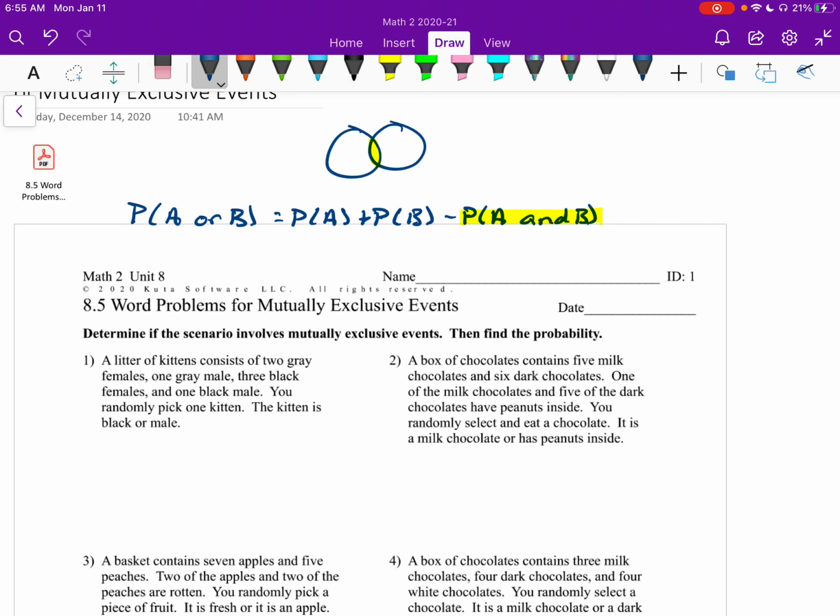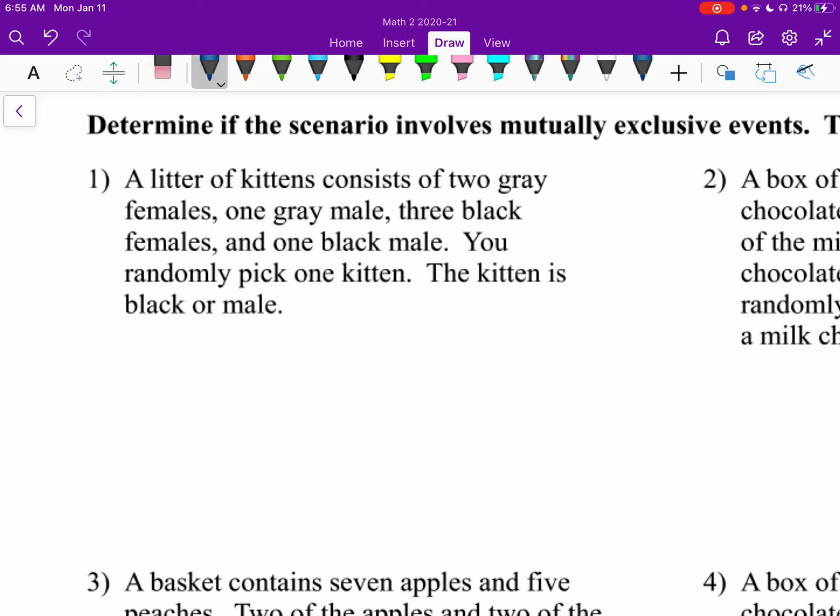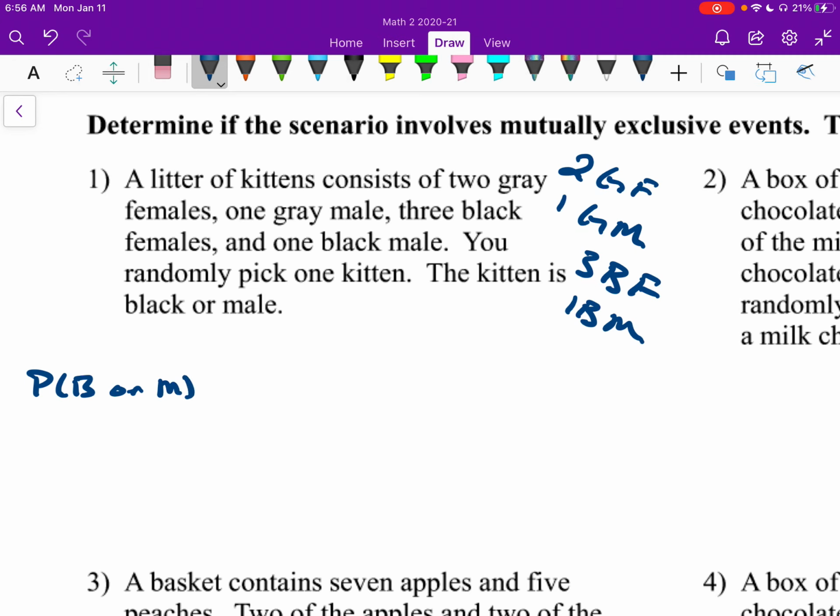So, number one, a litter of kittens consists of 2 gray females, 1 gray male, 3 black females, and 1 black male. Right? And I'm just putting that out there so that it'll be easier in a minute whenever we have to do the problem. You randomly pick one kitten. The kitten is black or male. So we want to find the probability of black or male. That's going to be the probability of black plus probability of male minus probability of black and male.